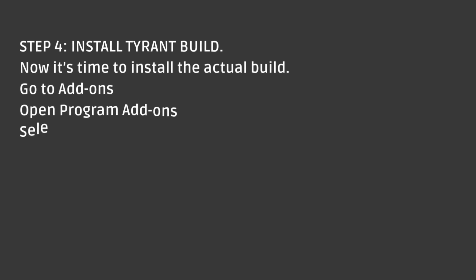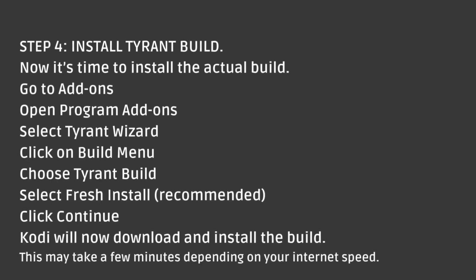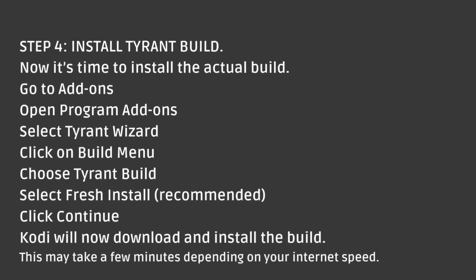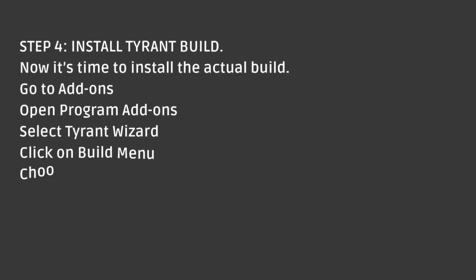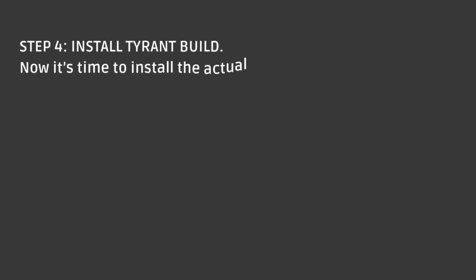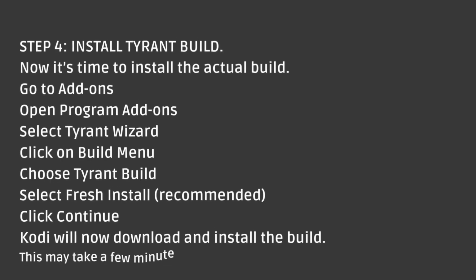Step 4. Install Tyrant Build. Now it's time to install the actual build. Go to Add-ons, open Program Add-ons, select Tyrant Wizard, click on Build menu, choose Tyrant Build, select Fresh Install, Recommended, click Continue. Kodi will now download and install the build. This may take a few minutes depending on your internet speed.